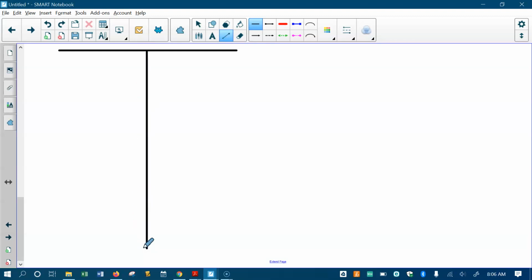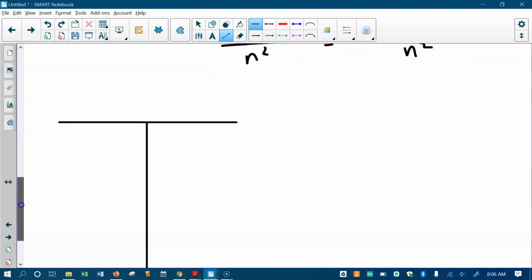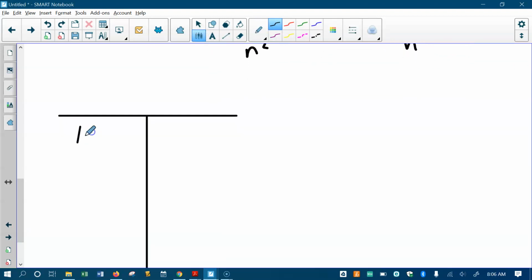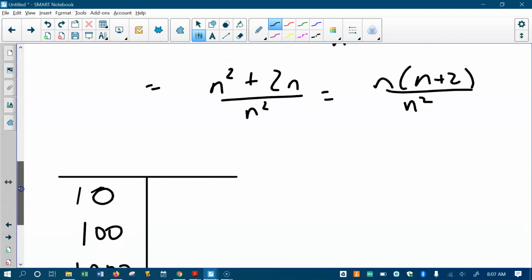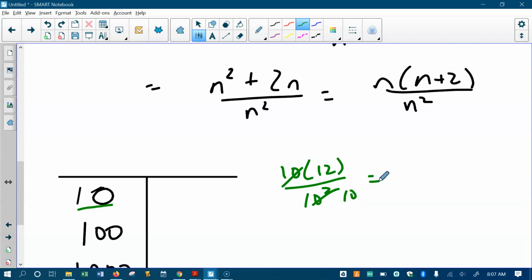There we go. Okay. When n is 10, 100, 1,000, and 10,000. Okay, let's do 10. Let's do that in green. So 10 will be 10 times 12 over 10 squared. Easy peasy, no calculator necessary. We get 12 over 10, which is 6 over 5.